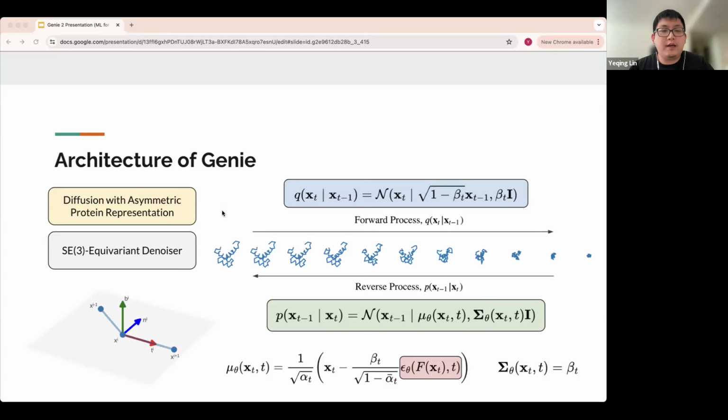So in summary, our diffusion process is asymmetric: our protein has asymmetric representations in the forward and the reverse diffusion processes, to maintain the simplicity of the diffusion process while at the same time maintaining the expressivity of the model.